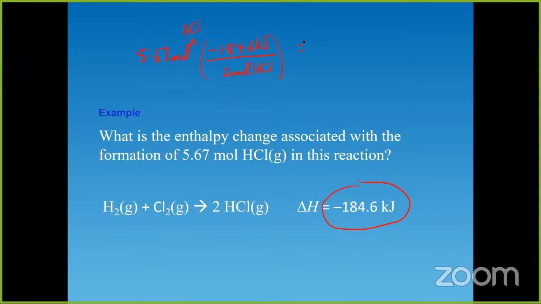And then you do the number crunching: times 184.6 divided by 2. So according to my calculation, the answer is minus, how many sig figs? 3 sig figs, so minus 523 kilojoules. So that would be the answer. All right, so that's a relatively simple problem. We're combining what we just learned with respect to enthalpy changes and stoichiometry, basically. All right. Okay, any questions about this? All right, continuing.